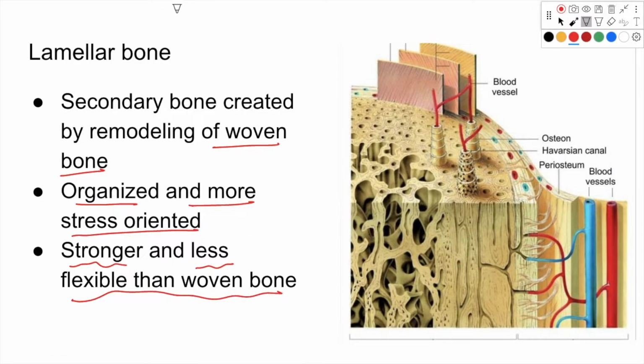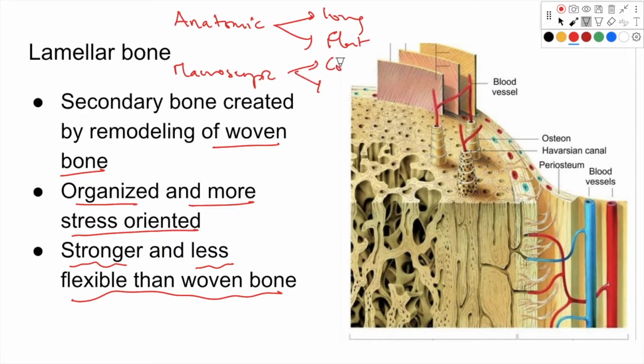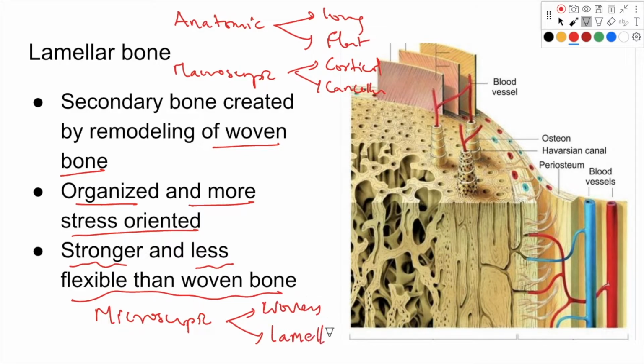So basically we have seen the classification of bones. The anatomic classification is long bones and flat bones. The macroscopic classification is cortical bone and cancellous bone. The microscopic classification is woven bone and lamellar bone.